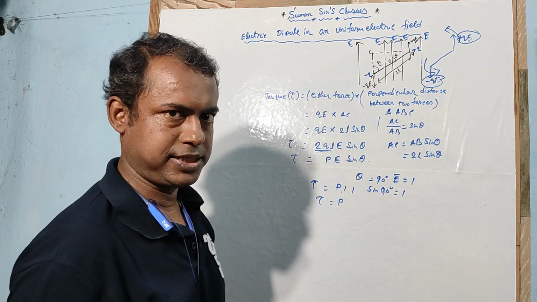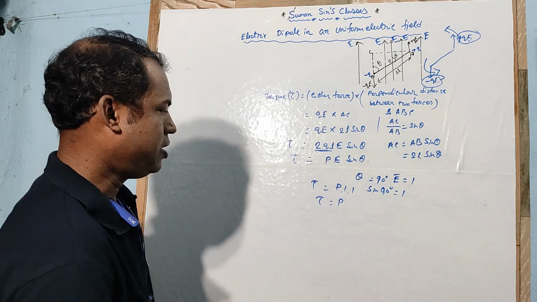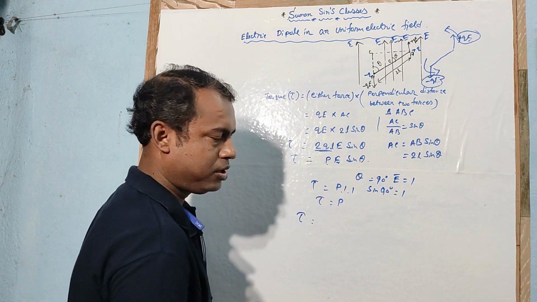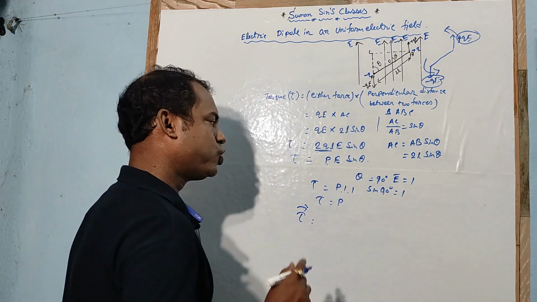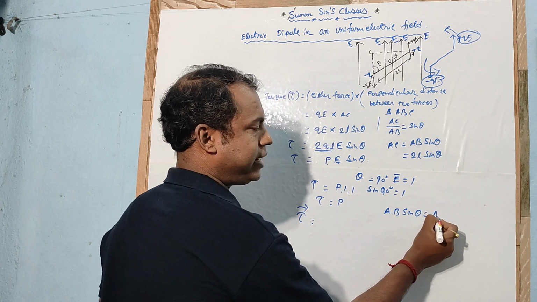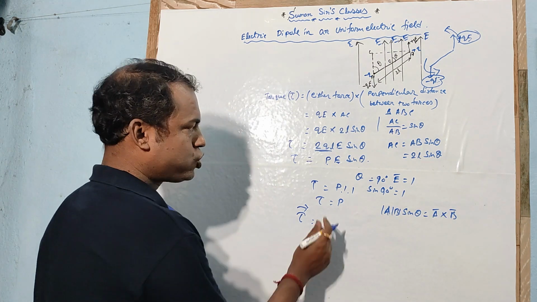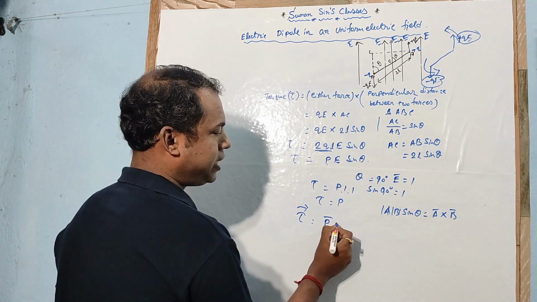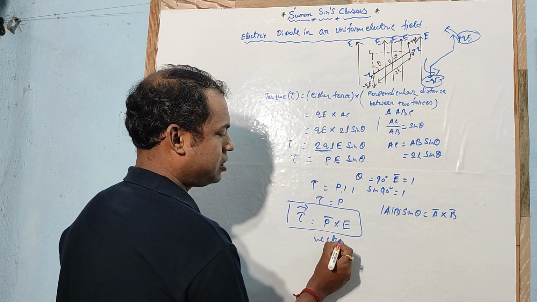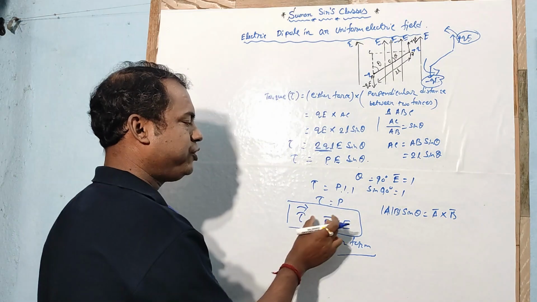Now another question arises. This is another one of the important questions for the board exam also. That is the vector form of the torque tau. Torque tau is a vector quantity. So P E sine theta: we know that A cross B, mod of A, mod of B sine theta, equals A cross B. So here P E sine theta may be written in the form P cross E. So this is the vector form of the torque when the dipole is placed in a uniform electric field.